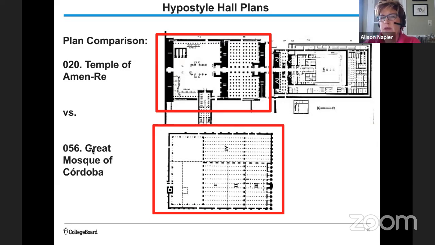In Córdoba, this may have started as an axial plan, but the expansion over time changed this. So we have a much smaller scale hypostyle hall, doesn't have quite the height of what we see in Karnak. We have the horseshoe arches, and we also have greater access. This is a Friday mosque, so the masses, the population of Córdoba would have been allowed into the inside.